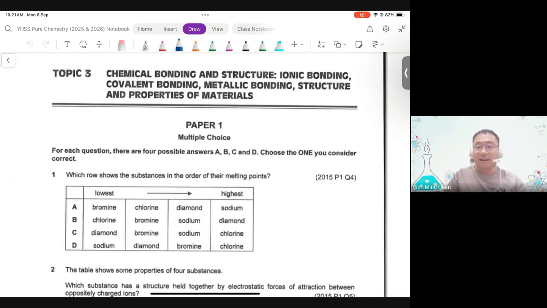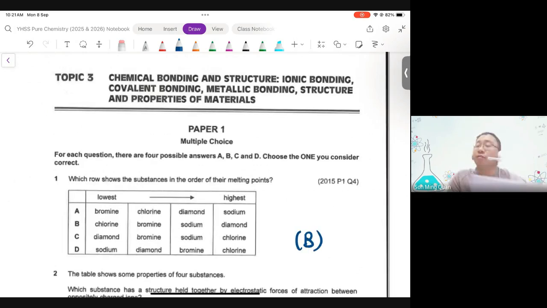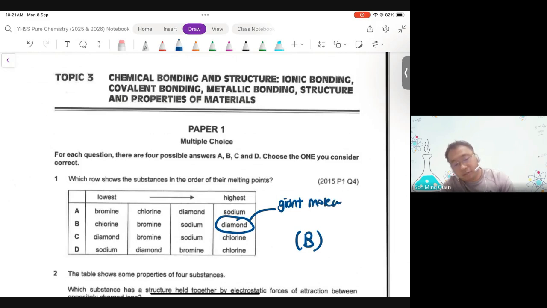Okay, great. Most of you got it. Okay, the answer is B. But as a revision, let's go through once more. Diamond has what kind of structure? The name of the structure is giant molecular lattice.